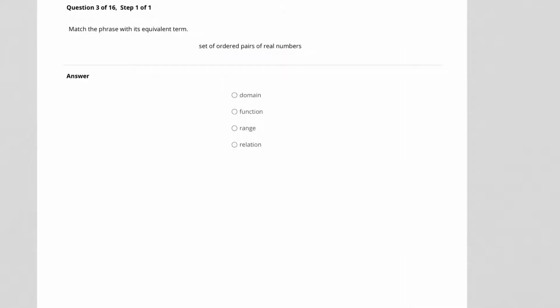Question 3, or example 3, match the phrase with its equivalent term. A little vocabulary practice here. What is a set of ordered pairs of real numbers? Our choices are domain, function, range, or relation. And a set of ordered pairs of real numbers is a relation.